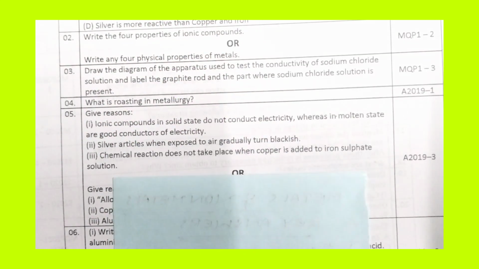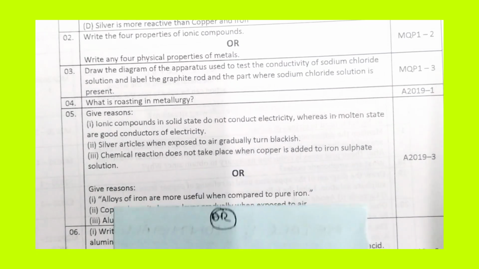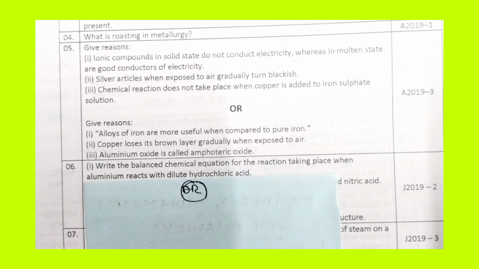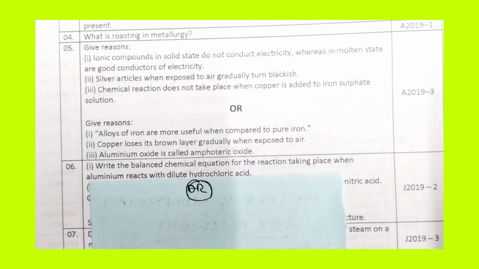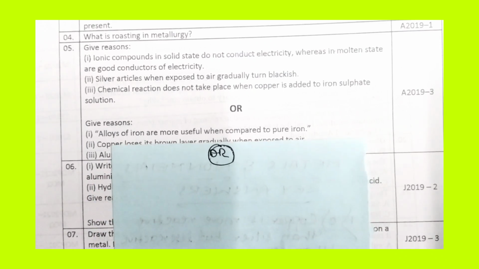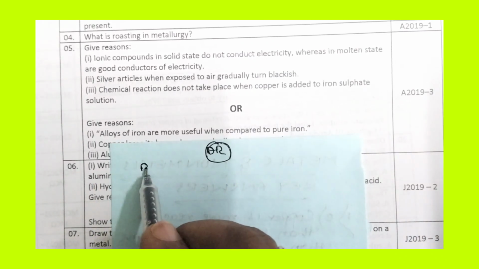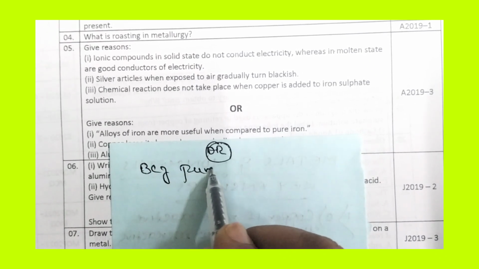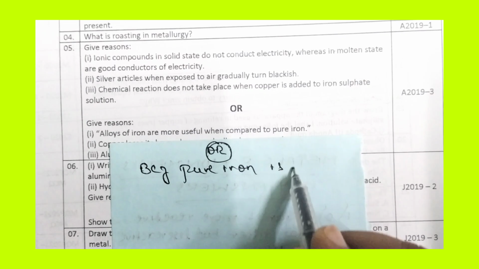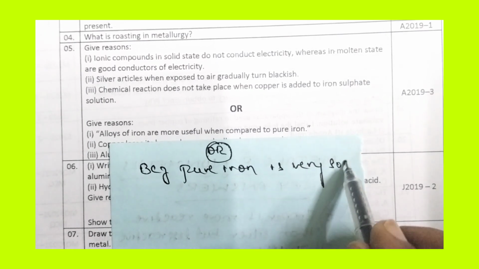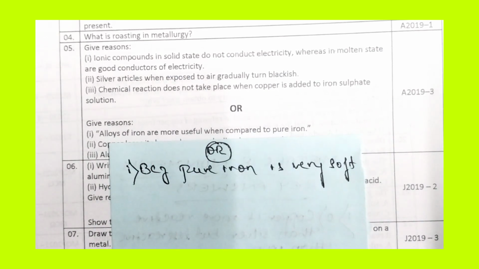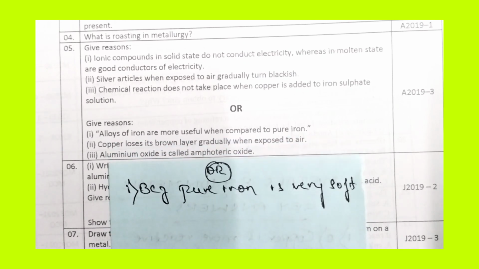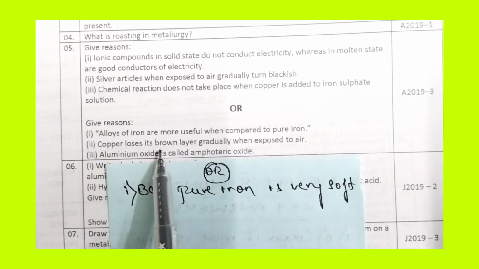Now let us answer the second set of give reason. The first is: alloys of iron are more useful when compared to pure iron, because pure iron is very soft. Since pure iron is very soft, it is difficult to use, so for iron we are adding some impurities. Next, copper loses its brown layer gradually when exposed to air.